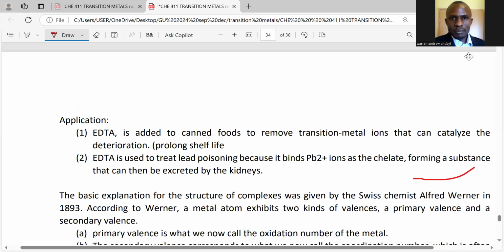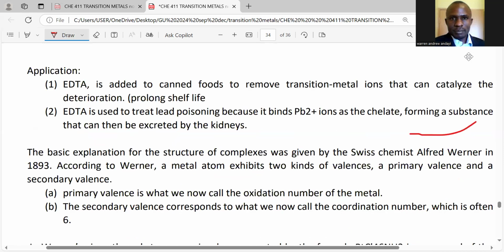So if I feel my system has been polluted by heavy metals, I'll always remove that from my biological system by chelating. And that is why we come in with things called chelating agents, which are usually multidentate ligands. And the best example is what? EDTA.